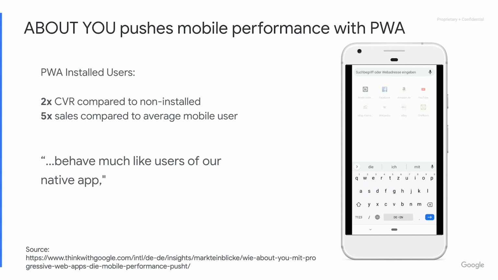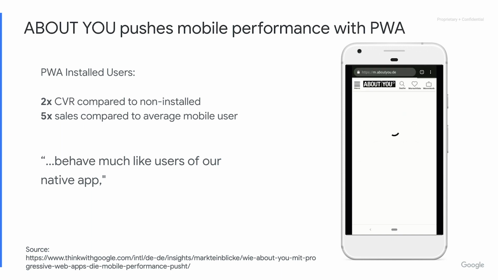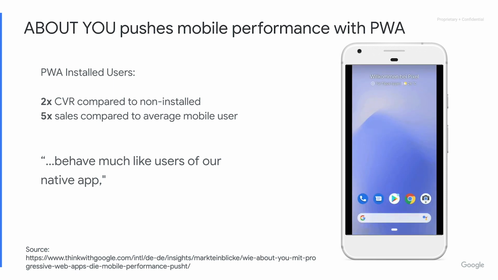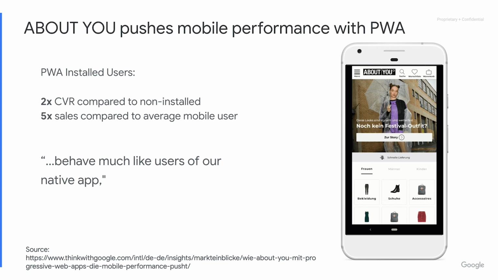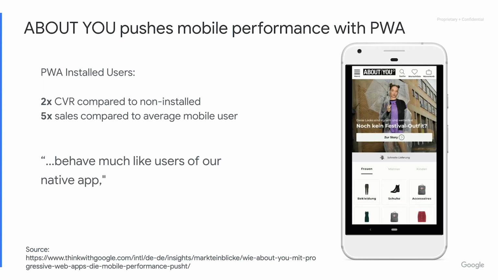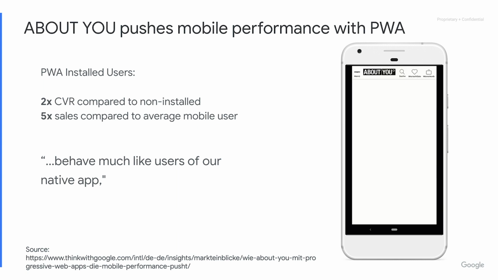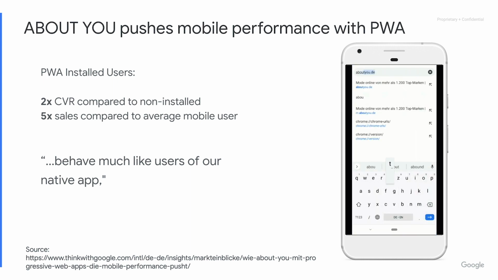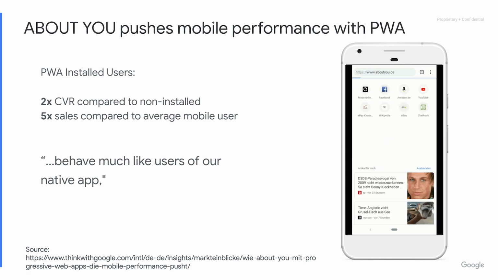Here's one example. The successful online fashion shop About You deployed a progressive web app and offered install from the browser, in addition to their native application, which is available in Play. They found that users who had installed the PWA generate 5 times higher sales than the average mobile user, and that they behave similar to users of the native app. Installing an app, whether it's a PWA or a native app, generates business uplift, so maximizing the total installed user base makes a lot of sense.